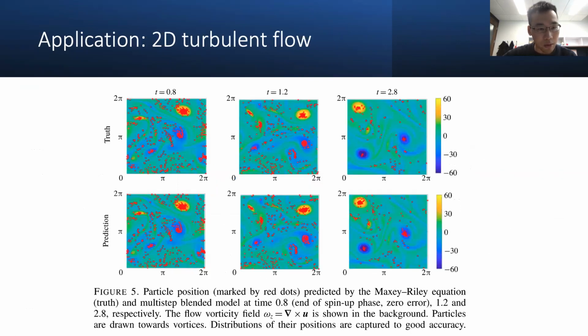So here are showing some basically the flow field where you can see those red dots are the particles, and those particles tend to be attracted to the vortex. And as you can see, the top row is the ground truth, bottom is the prediction from their hybrid model, and it seems like they were able to show good comparison between the two.